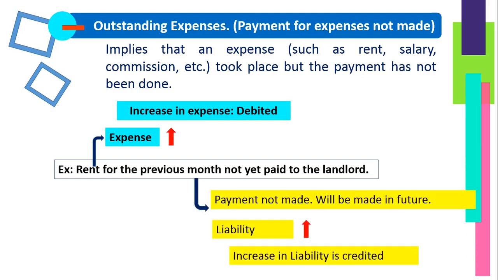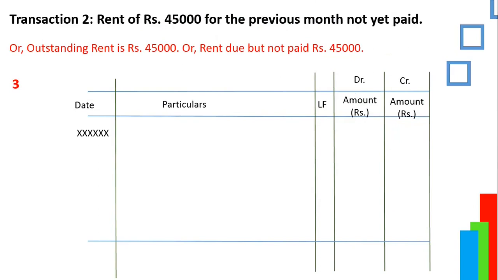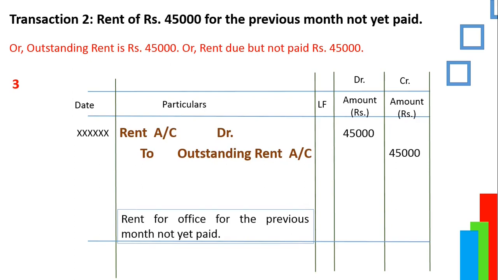So, rent as an expense did arise, even if the payment was not made. Rent is an expense and increase in expense is debited. On the other hand, promise to pay the rent at some future date has increased the liability of the business and any increase in liability should be credited. So, in this example, where rent of rupees 45,000 which is due but not paid yet is journalized as rent account debit to outstanding rent account. The reasoning discussed in the previous slide is applied in this example.